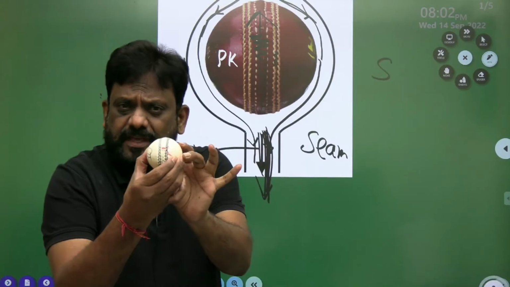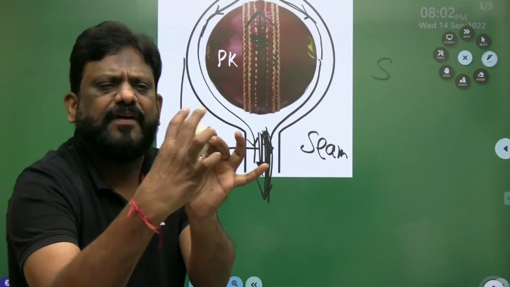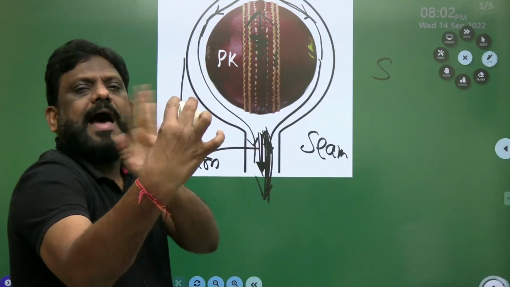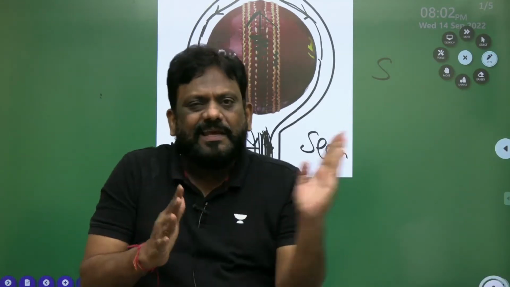Therefore, whenever a new ball is taken, and if there is no change in the orientation, if the seam is kept perfectly straight to the wicket with no angle change, the ball will not get any lateral movement.